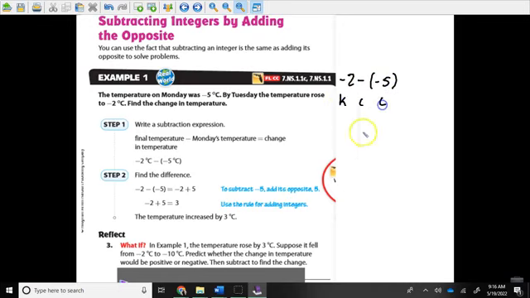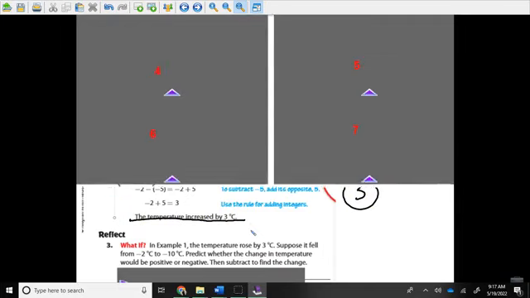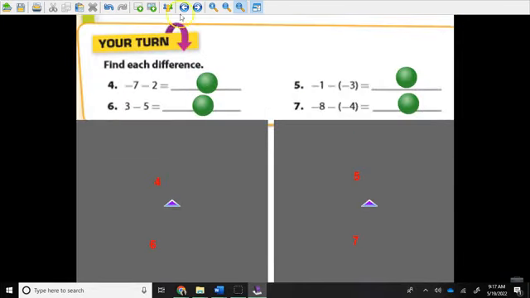K, C, C. Negative 2 stays the same. This turns into a plus sign. This turns into a positive 5. Okay? So really it's 5 minus 2. We get 3. The 5 is bigger, so it stays positive. This is my answer. The temperature increased by 3 degrees Celsius. Okay? So let's go ahead, work these out. Pause it.